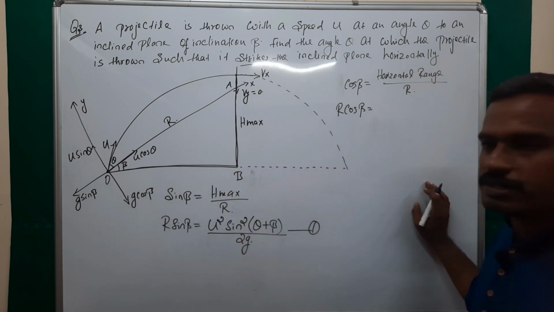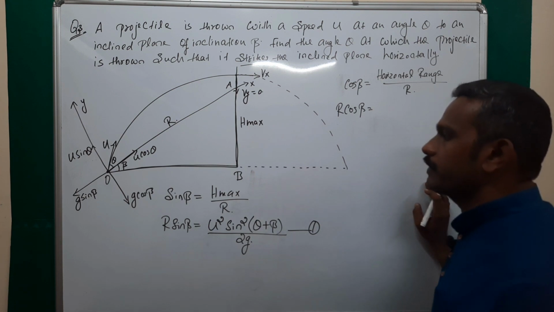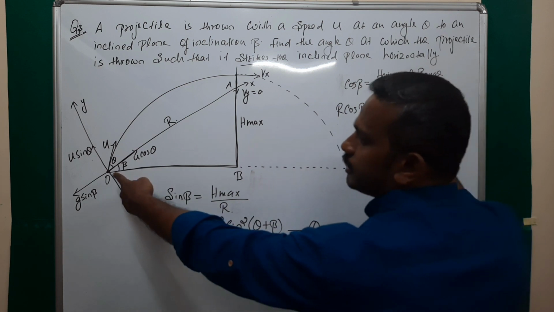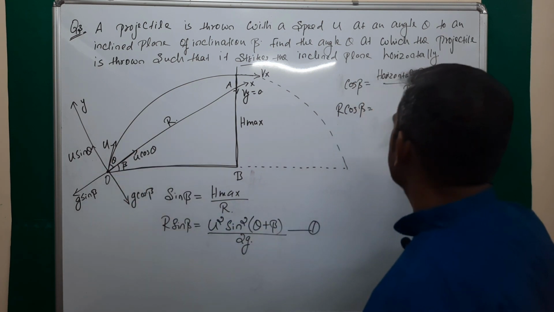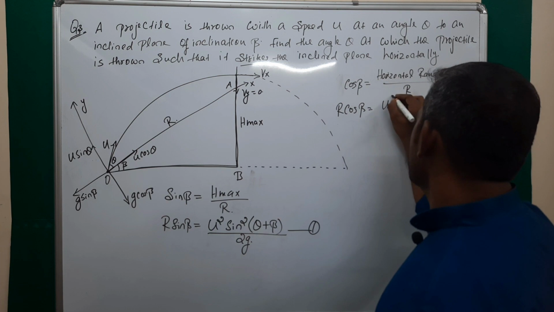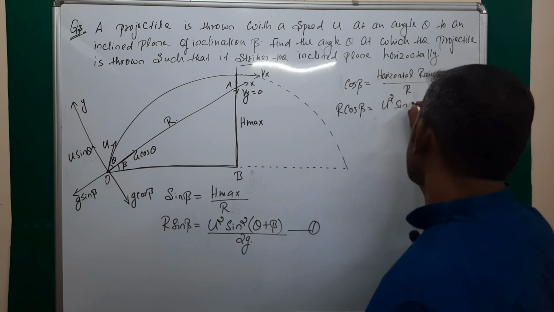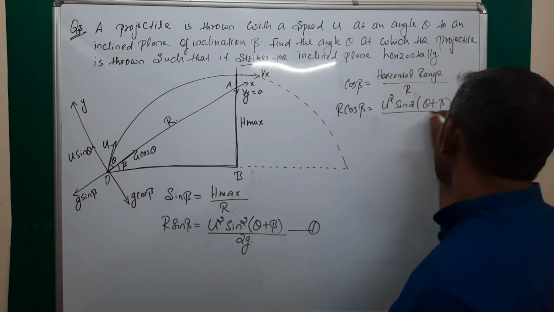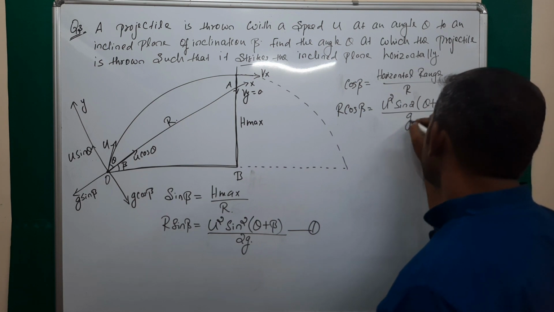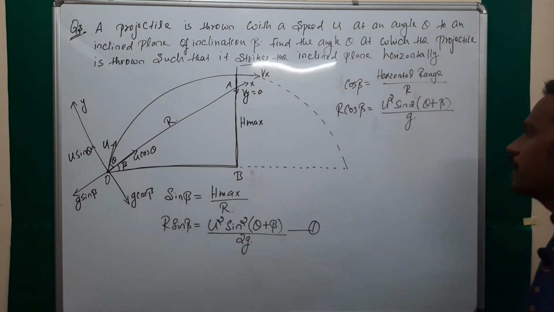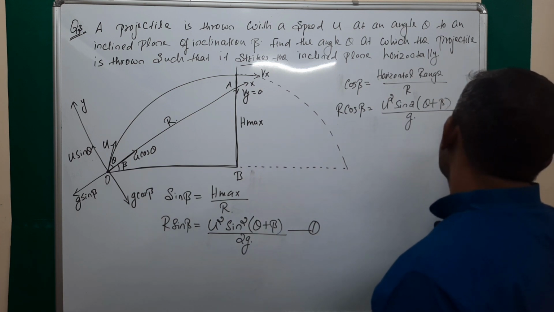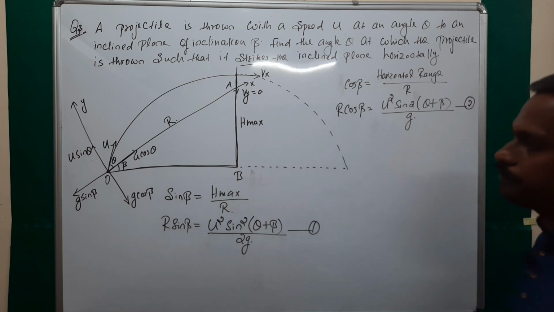So what is the formula for horizontal range? That is the horizontal distance traveled by a projectile projected with the angle theta plus beta. So what is the horizontal range? That is u square sine 2 theta plus beta divided by g. Clear? So take it as equation number 2.